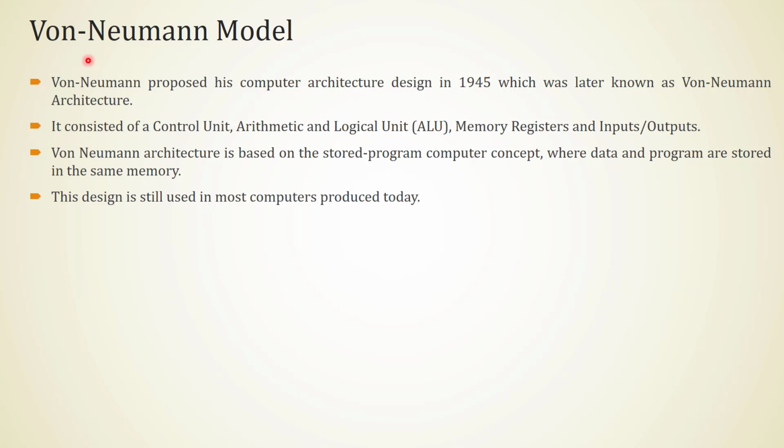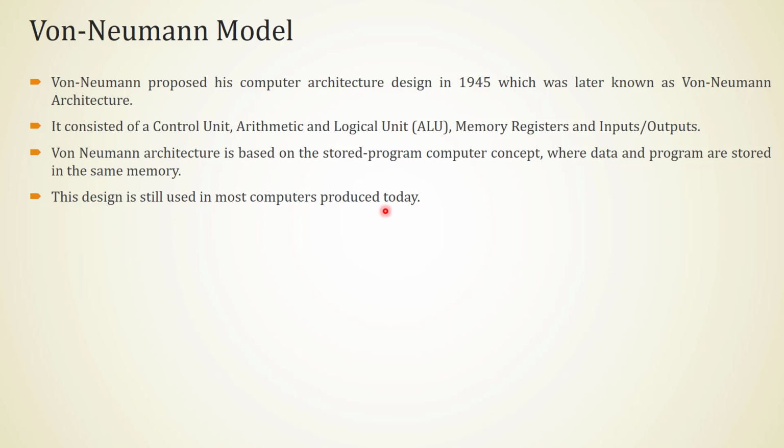Okay, next is the von Neumann model. Von Neumann proposed his computer architecture design in 1945, which was later known as von Neumann architecture. It consists of a control unit, arithmetic and logic unit, memory registers, and inputs and outputs. Von Neumann architecture is based on the stored program concept, where data and program are stored in the same memory. This design is still used in most computers produced today.